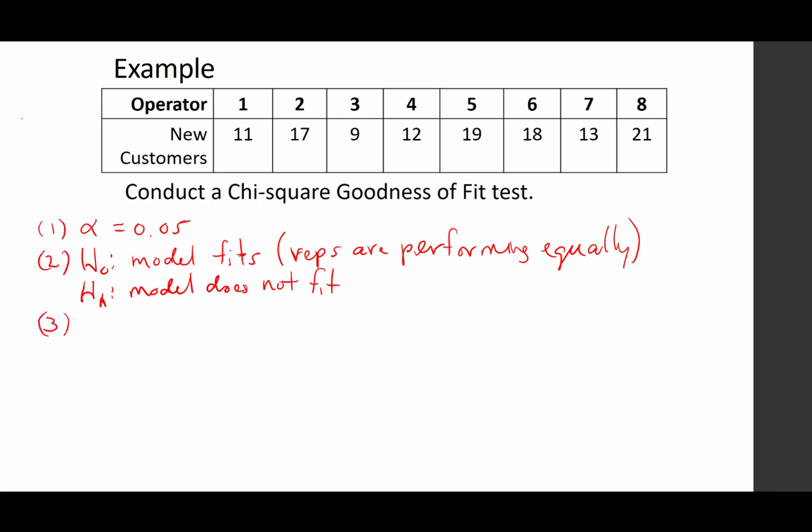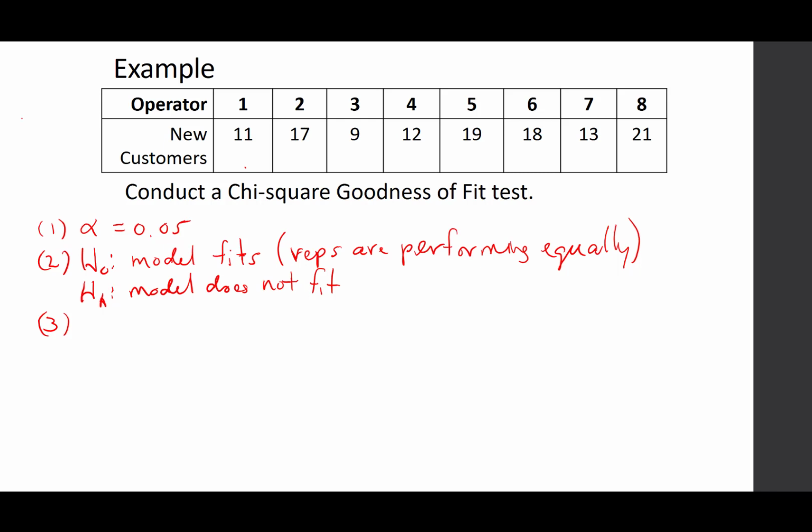Okay, step 3 is getting our test statistic. So here we've got to compute our expected counts and our chi-squared statistic. So we said it was intuitive expected counts. So how are we going to figure out how many new customers we'd expect each rep to bring in if they were all performing equally well? When I say that, it should start to make some sense. We need to figure out how many customers they all brought in and assume that they're each going to bring in 1/8 of those customers.